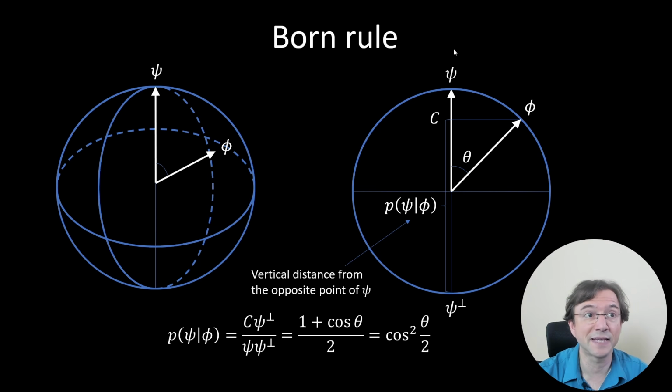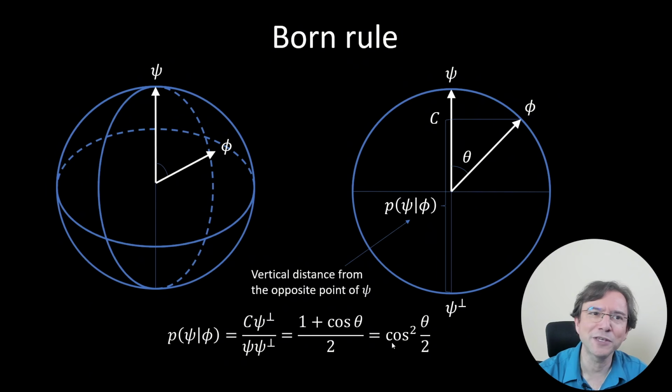Psi perp is a diameter, so it would be length 2, and psi perp C is 1 unit of radius times the cosine of theta, because this is a right triangle and this is the hypotenuse, which is the radius, which is going to be 1. So the probability of measuring psi given phi is simply 1 plus the cosine of the angle divided by 2. And if you remember your trigonometry, this is exactly the cosine squared of theta over 2.